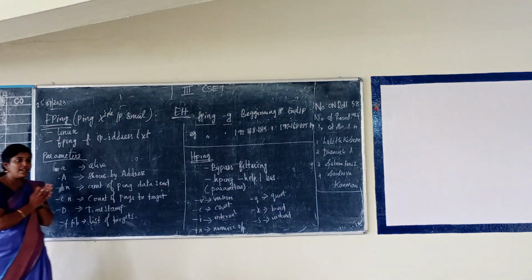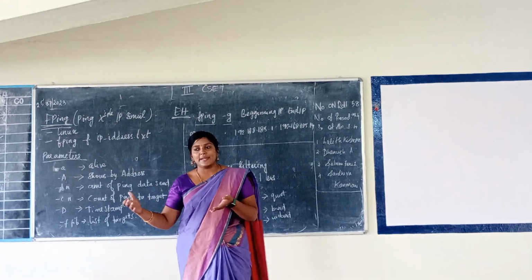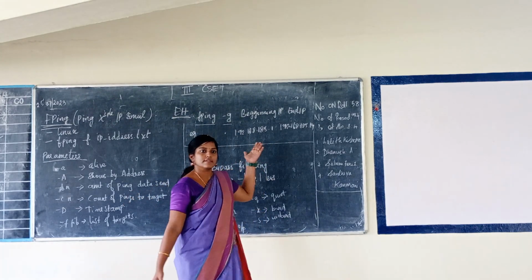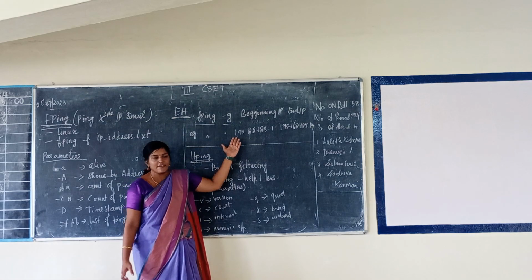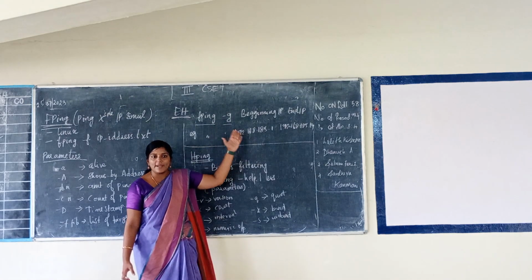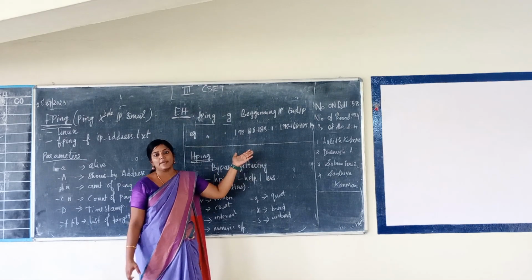So you have a range of IP addresses. For a contiguous range of IP addresses, which command do we have to use? ping -g followed by the starting IP address and the ending IP address.